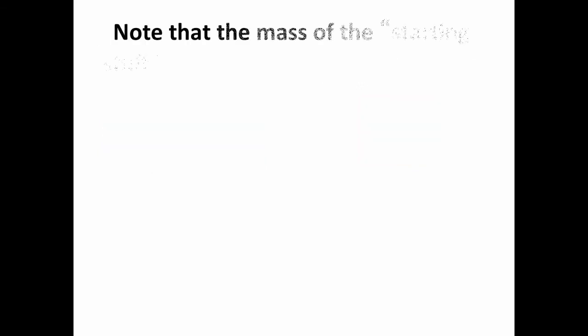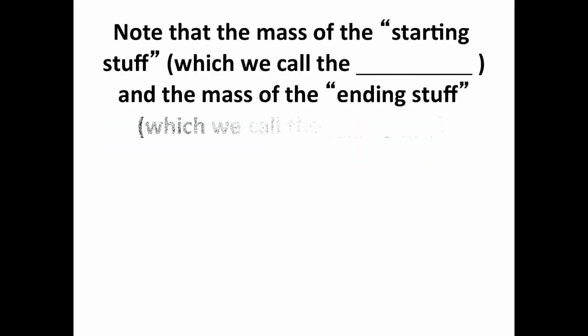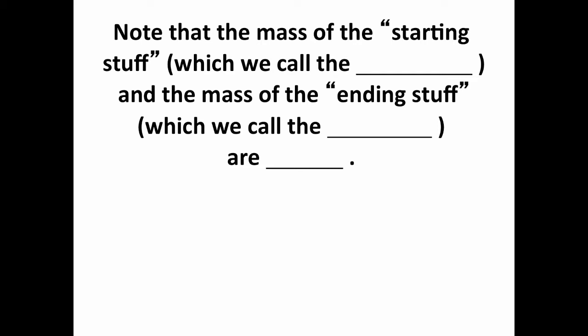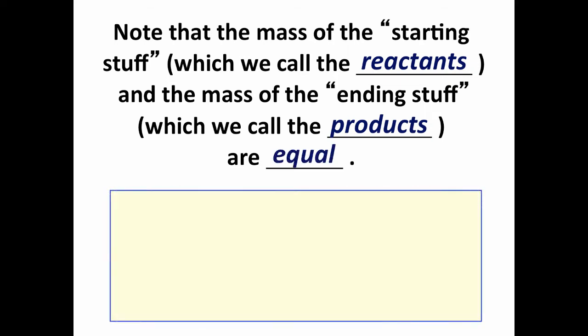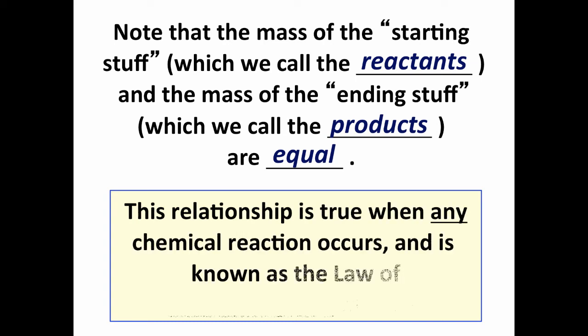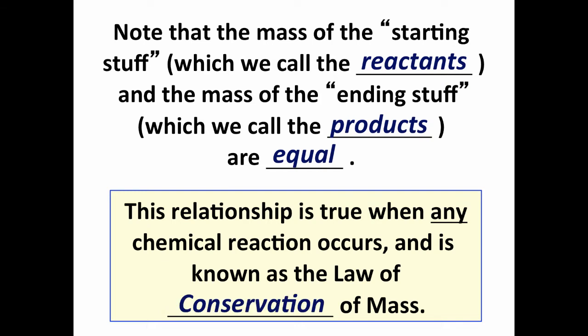And this is a fairly general situation. In fact, it's a completely general situation. The mass of the starting materials, which we call reactants, and the mass of the ending materials, which we call products, are equal to each other. This is true in general, always true for a chemical reaction, and we call this the law of conservation of mass.